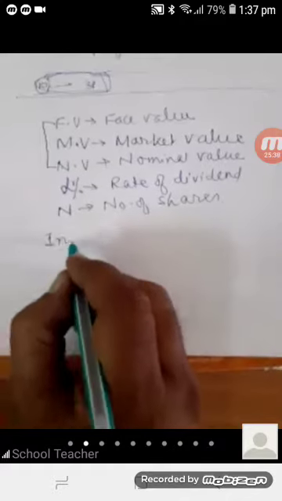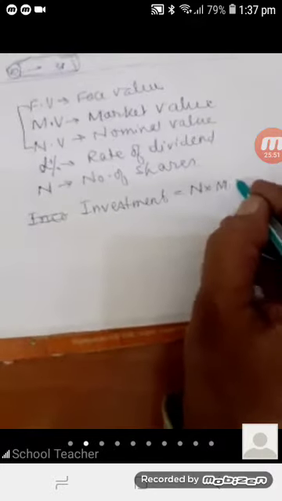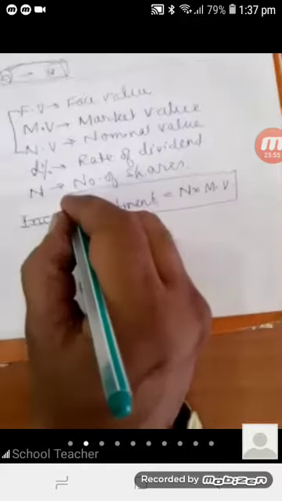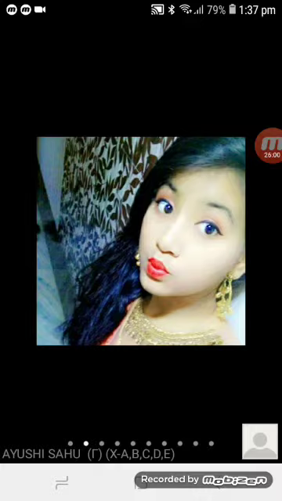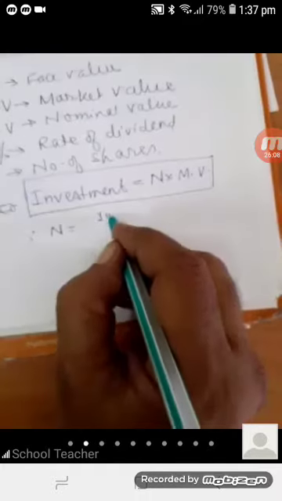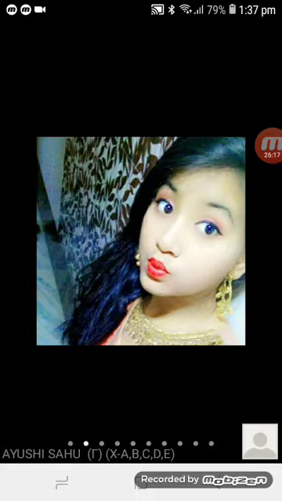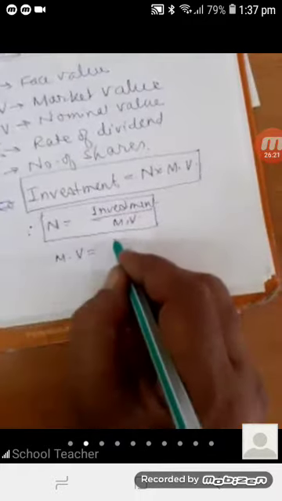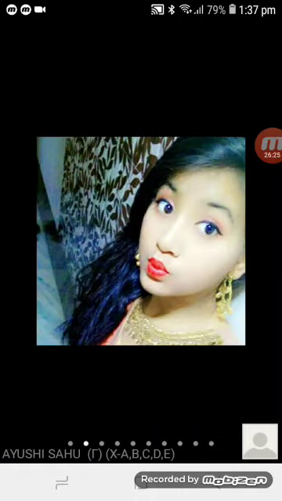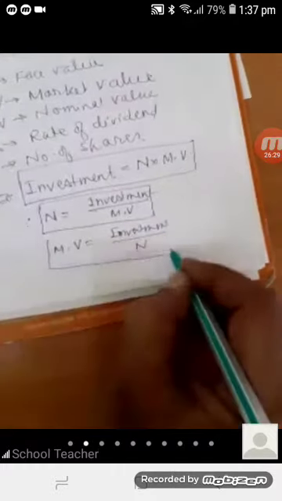What are the different formulas we are going to use? First you write down investment. Investment equal to number of shares into market value. Write down this formula. Therefore, number of shares equal to investment upon market value. Similarly, market value is investment upon number of shares. You can see it?